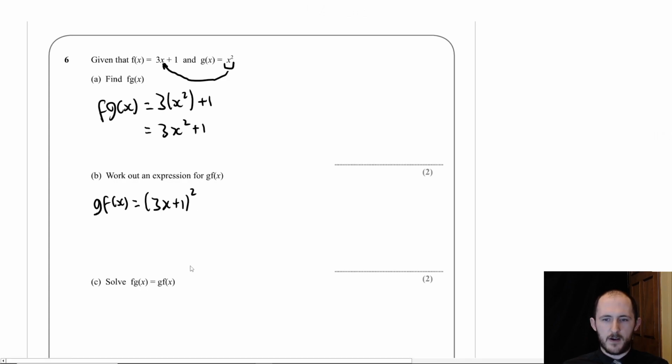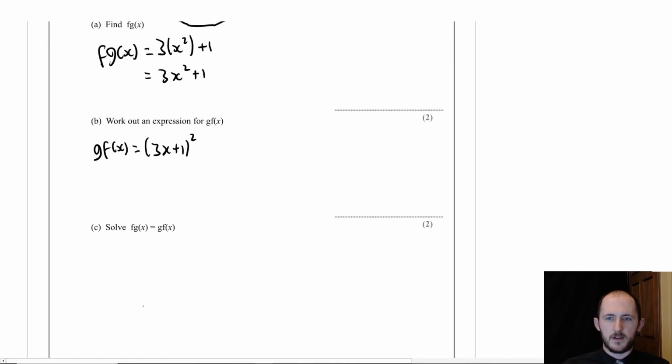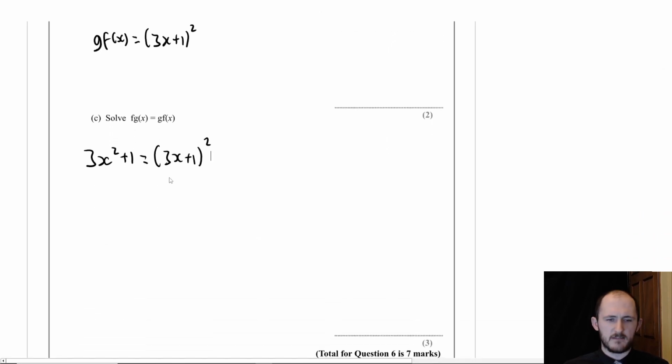And for the last part, we just need to solve it. So, 3x squared plus 1. If you're finding this too easy, let me know and we can skip to slightly harder stuff, because again, I do have exam questions ready for you guys. Would we all be okay with solving this? Again, it's just a quadratic.